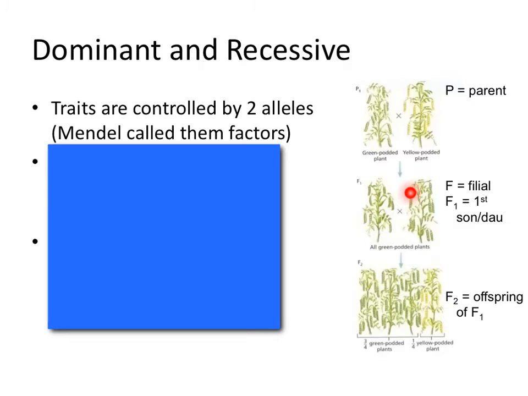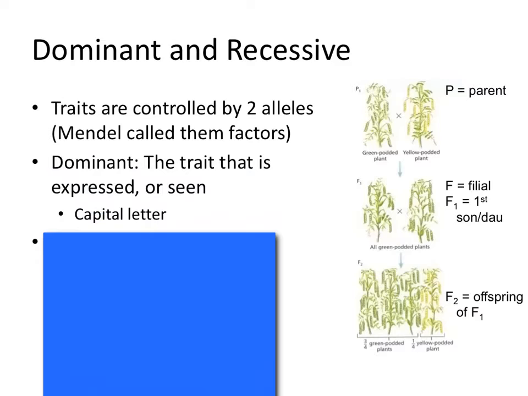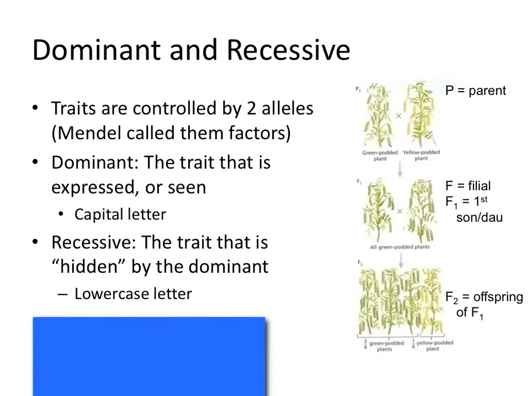So the only explanation was that there were 2 factors controlling the color, and one of them was hidden. So these guys actually have 2 factors. We're just not seeing one of them. And that's where you get the whole dominant and recessive thing. So you can have some traits that are dominant, so the trait that gets expressed or seen. And whenever we're writing this, we always write this with a capital letter. Or a trait could be recessive, so the trait could be hidden by the dominant trait. And whenever we write these, we would write these with a lowercase letter.